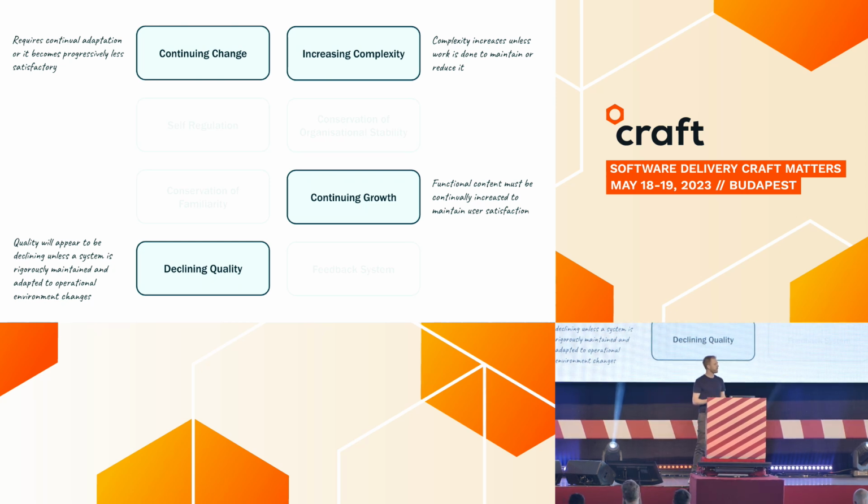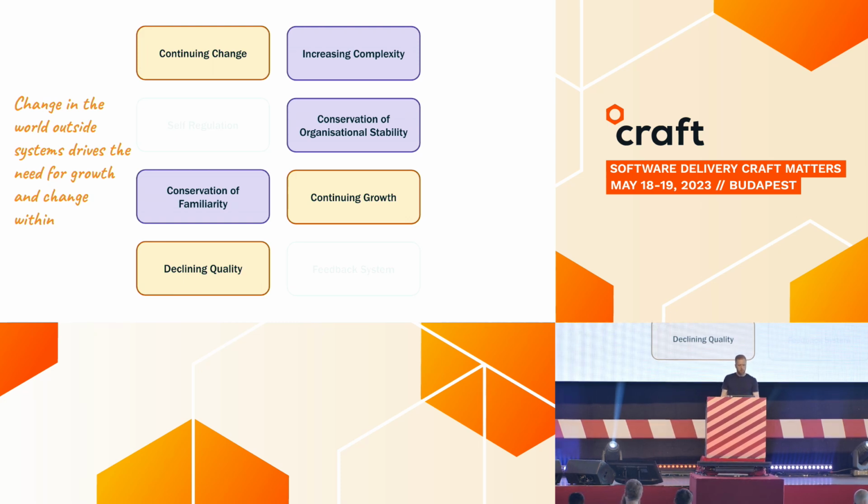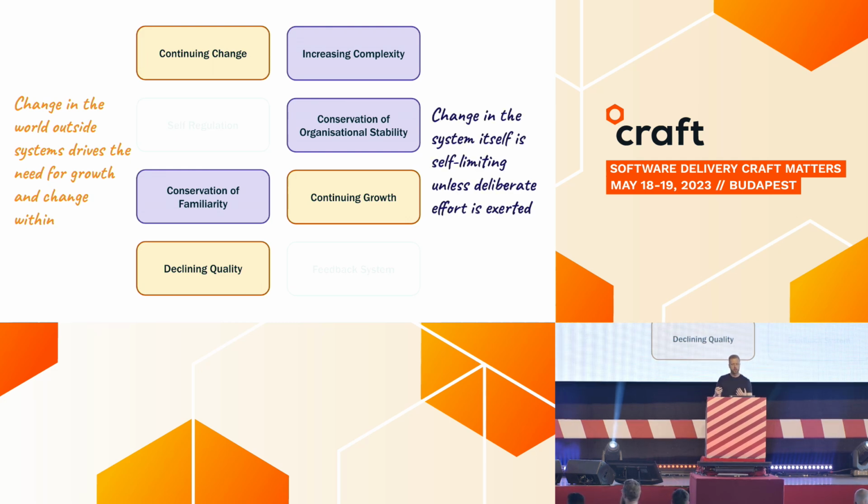So we need to keep evolving our systems to maintain a level of quality perceived by our users based on things that are changing outside. And that's another different way of looking at these laws. So I've colored these differently. There's one side, the orange side, which is change in the outside world that drives a need for change within our software. And then there's the purple side, which is change in the system itself drives a need for us to adapt and evolve our software.